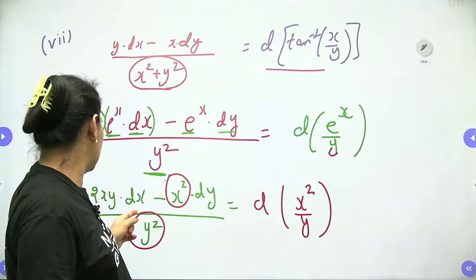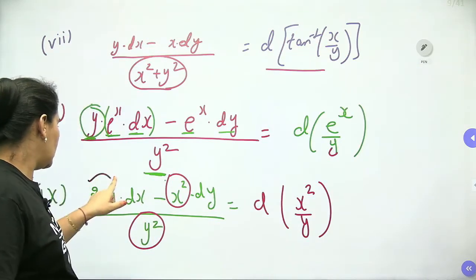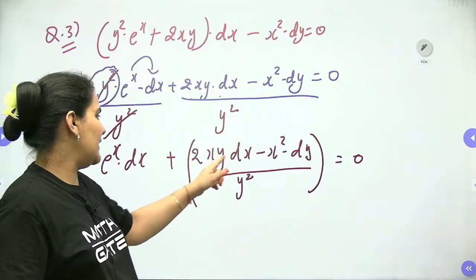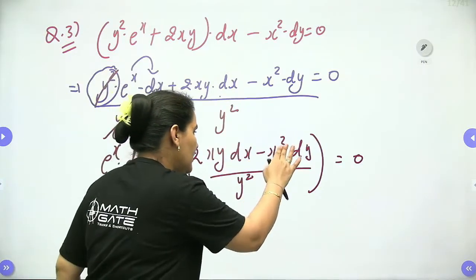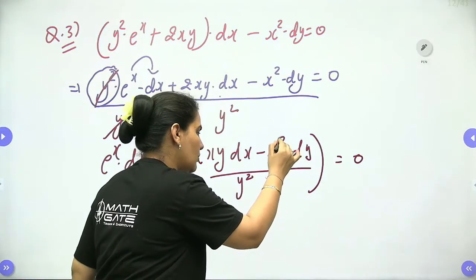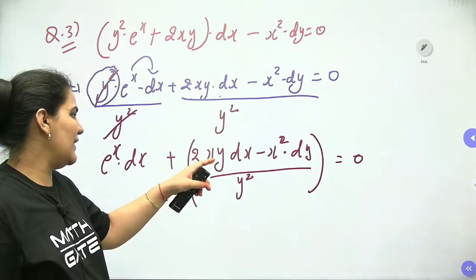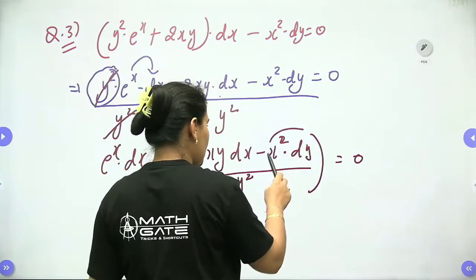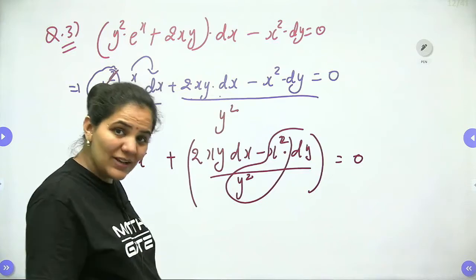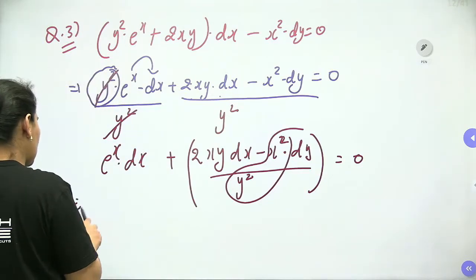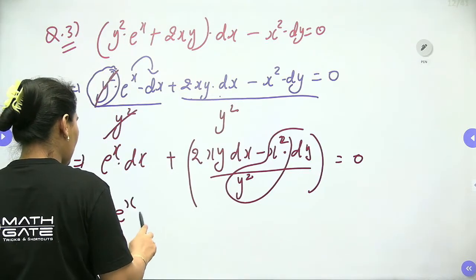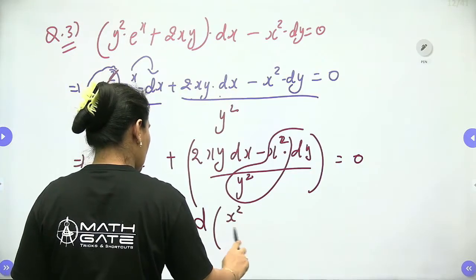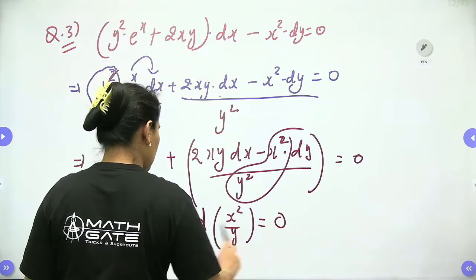Okay, let's check. Yes, exactly: 2xy dx minus x square dy by y square. You can check: 2xy dx minus x square. It's not minus, it's multiplication, it's a dot only. 2xy dx minus x square dy by y square, as we know very well, is nothing but the differentiation of x square by y only. Yes, so we are done with the question, my dear students. e power x dx plus the differentiation of x square by y is equal to 0.